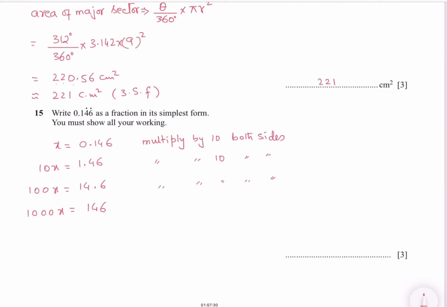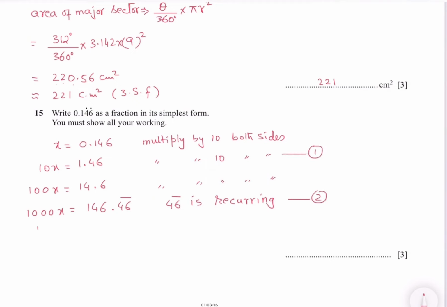So why I was multiplying it by 10 again and again, to bring 146 on the other side of the decimal value. So after decimal I have to write again 46 because it is recurring.